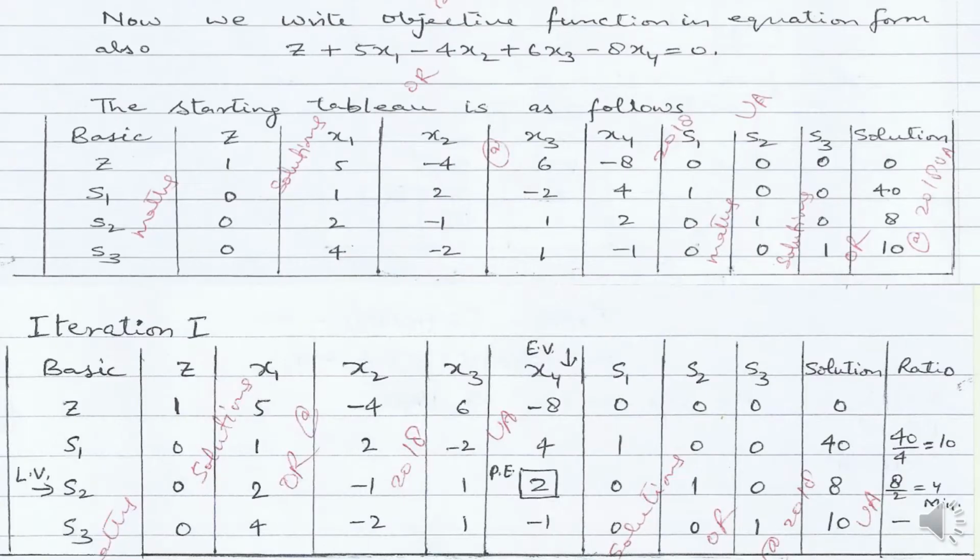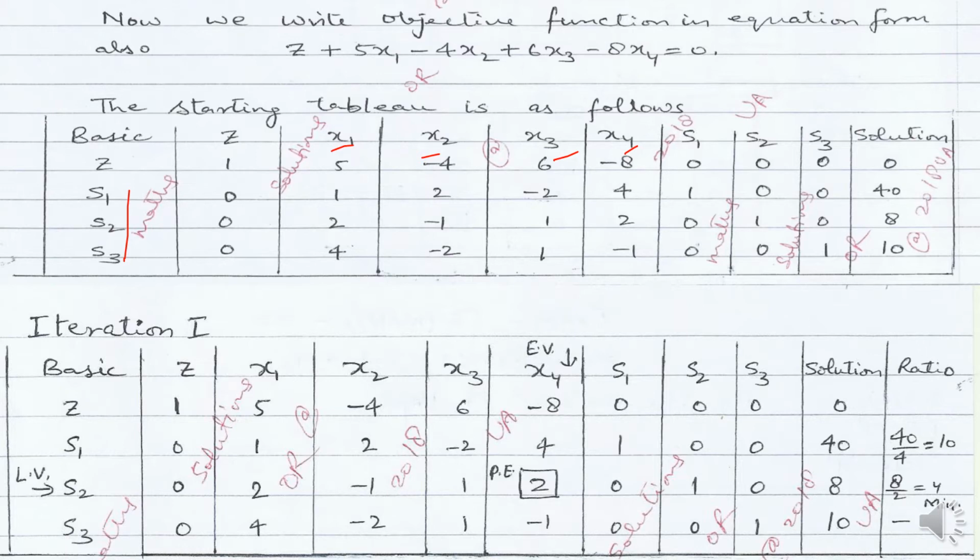So what we do, we write the z equation by taking all elements of z row on the left hand side and making the right hand side 0. So we have written this objective function: z plus 5x1 minus 4x2 plus 6x3 minus 8x4 is equal to 0. We write the starting table here, and we have taken basic variables as s1, s2, s3, and we take values of x1, x2, x3, x4 as 0, these are non basic variables. So we can write down the table.